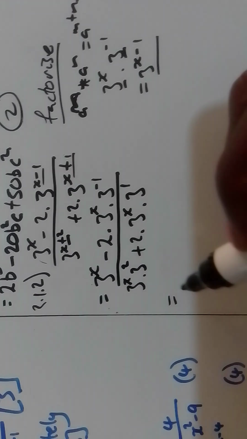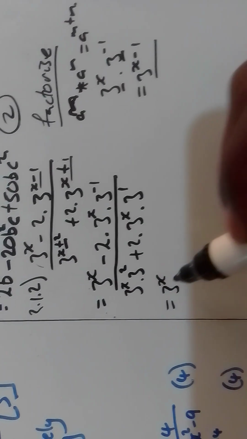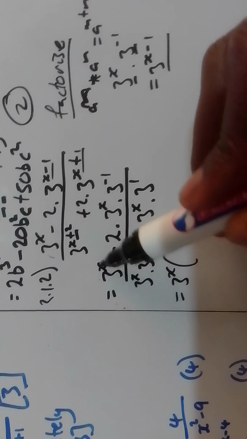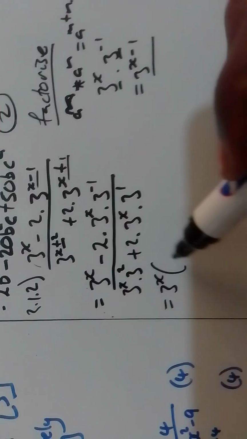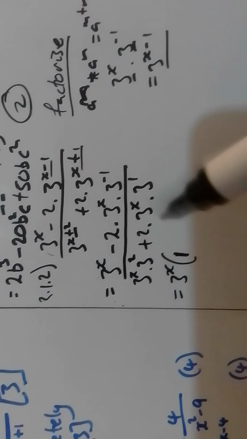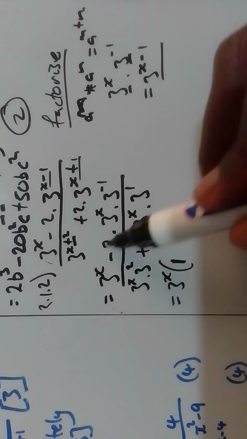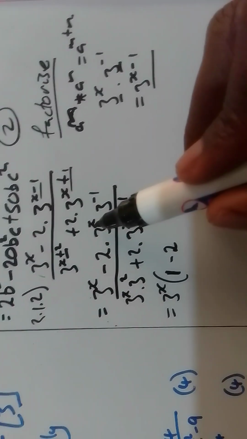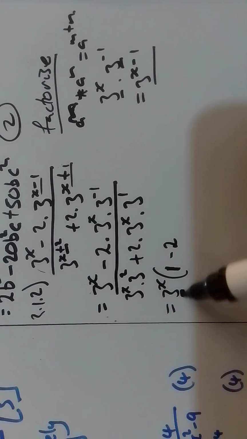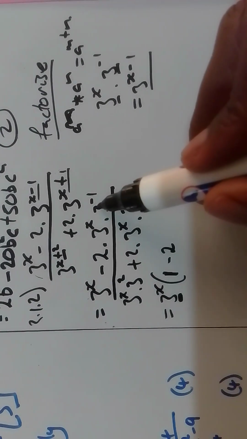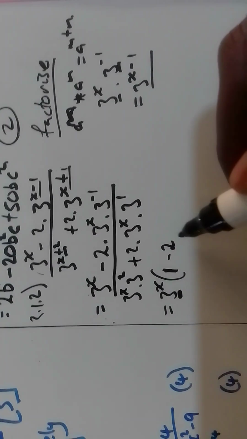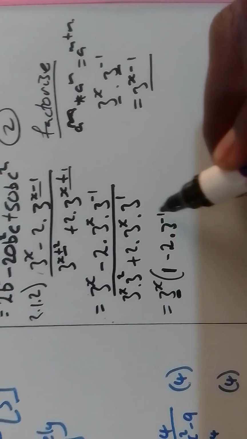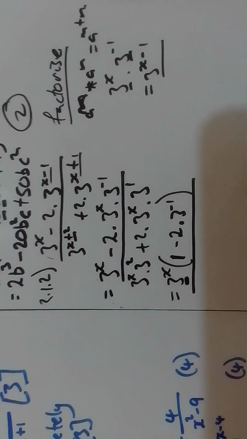I factor it out. So now I write 3 to the power x here. I open the bracket. So obviously for me to get this 3 to the power x, I say 3 to the power x multiplied by 1. So there is a 1 here, right? Minus what? Minus 2, which is here. And here there's 3 to the power x, but it has already been factored out here. So which means that I'm now left with 3 to the power negative 1. So multiplied by 3 to the power negative 1. I close the bracket all over.